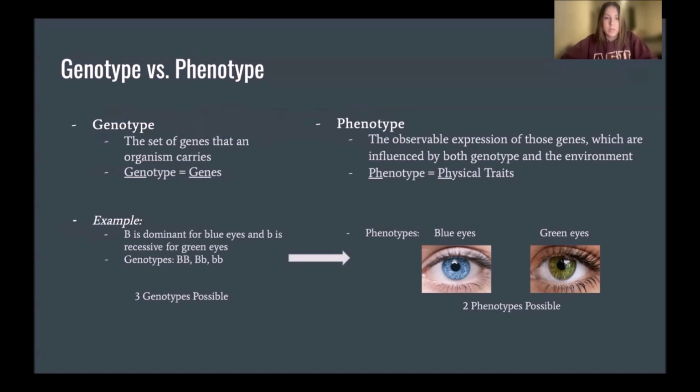And then an example to show genotype and phenotype is with two alleles, big B and little b. And let's say that big B is dominant for blue eyes and little b is recessive for green eyes. So the genotypes possible here are big B big B, big B little b, and little b little b. So there are 3 genotypes possible. But with these 3 genotypes, there are only 2 phenotypes possible, and these would be blue eyes and green eyes.